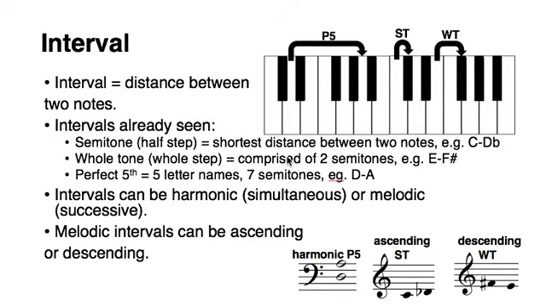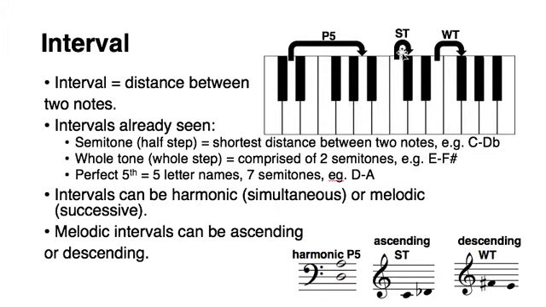As we've seen before, an interval is the distance between two different notes. When we talked about steps and scales, we dealt with three types of intervals. So we've seen intervals already. We saw that scales were formed from patterns of semitones and whole tones. We saw that the semitone is the shortest distance between two notes, and that the whole tone, the most concise way of defining it, is simply that it is comprised of two semitones, like E to F sharp here.